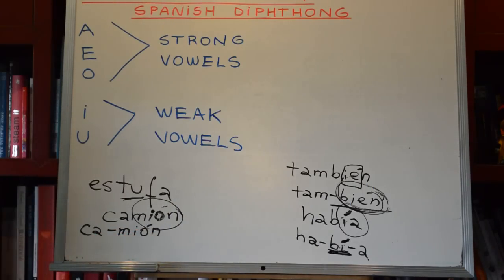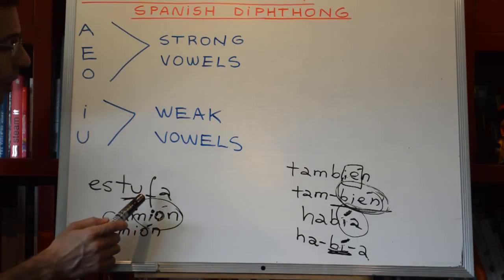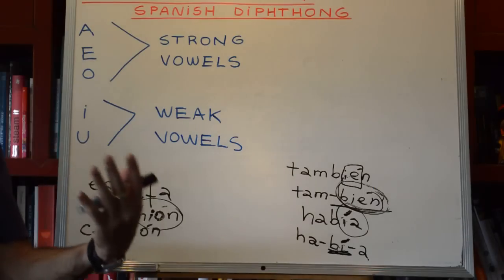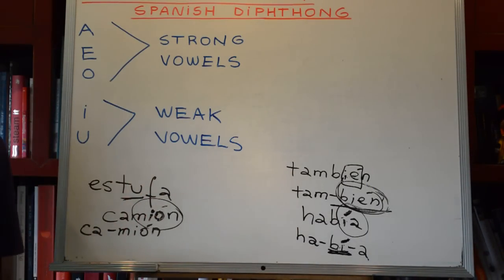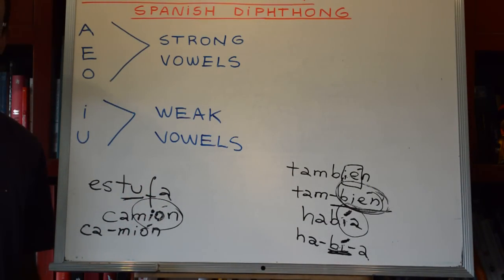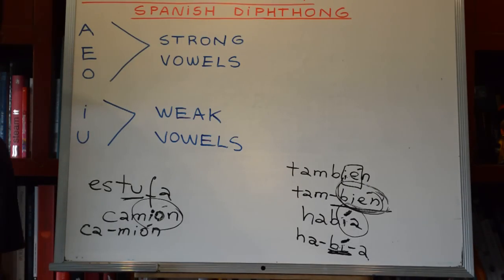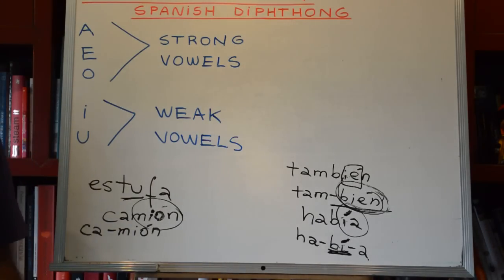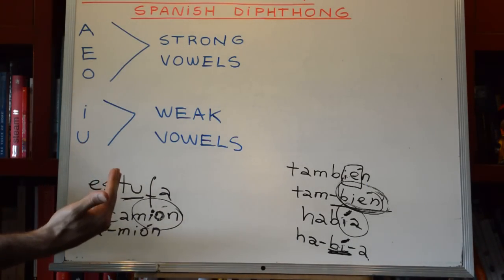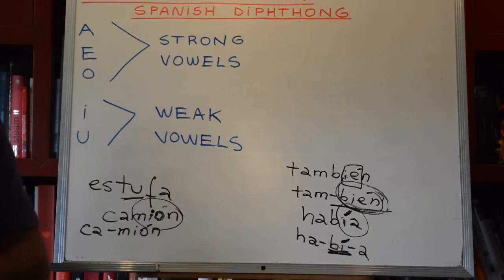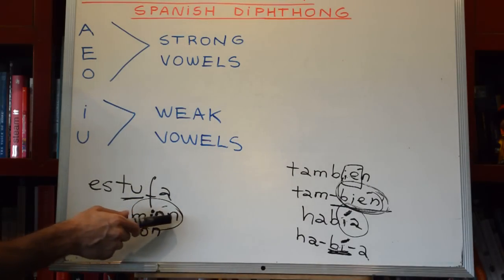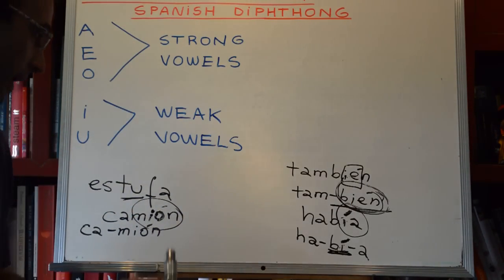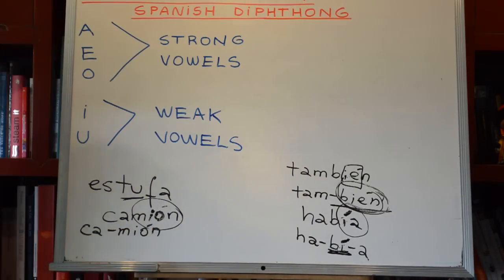If the accent, or the stressing, were on the letter I, imagine there is a word called camion with the accent on the I, camión, right? There, the letter I would become a strong vowel because of the accent, and therefore we would have two strong vowels, I and O. Therefore, they would be separated in different syllables, and that would be a hiatus. However, since the word camión, the word for truck, actually carries the accent on the O, then it is a diphthong, as you can see here.